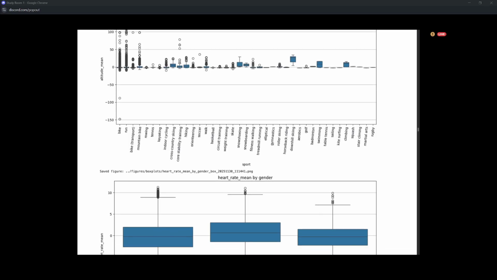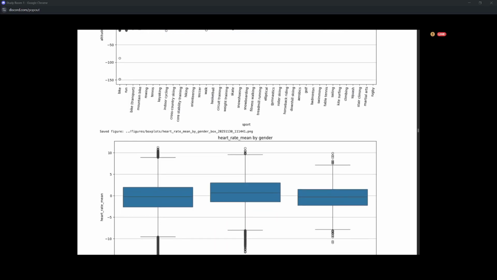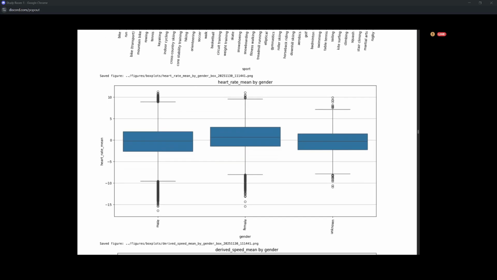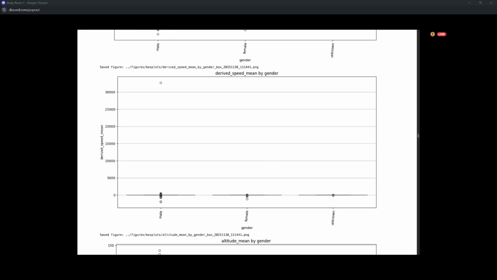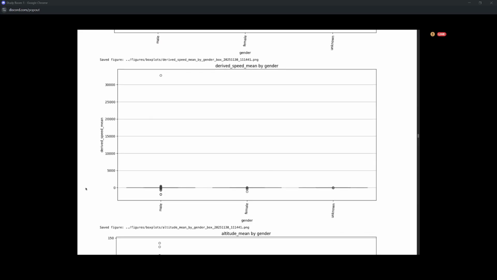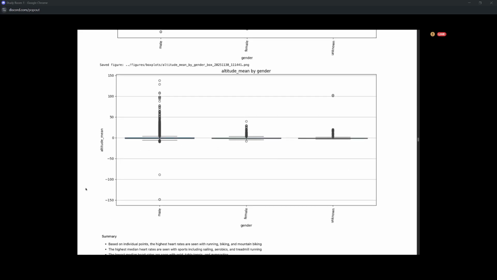Next, we created box plots looking at these variables categorized by gender. So with this one, we see that the highest median heart rates are seen in women compared to men. And then the next box plot is again looking at derived speed mean, but we're not able to derive any conclusions from this because of the presence of that outlier. And then the last plot is looking at altitude by gender. With this, we've concluded that there are just more variations in altitude means seen in sports sessions that are done by men compared to women.